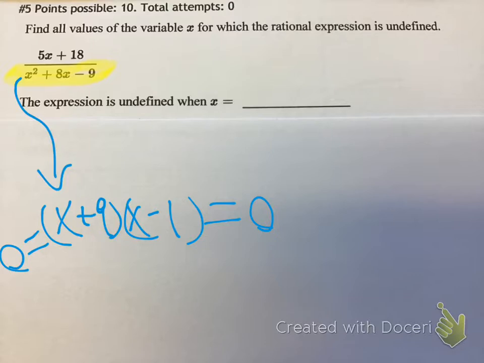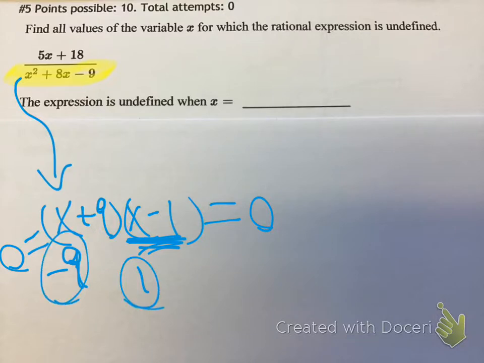We'll do the little x minus 1, so it's like what minus 1 gives you a 0, and so it would be positive 1, and then here would be negative 9. And so I'm looking at negative 9 or positive 1 in the version of the problem that I got anyway.